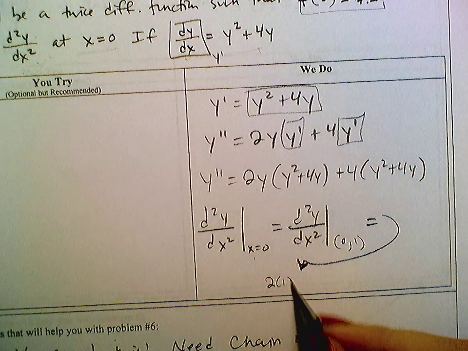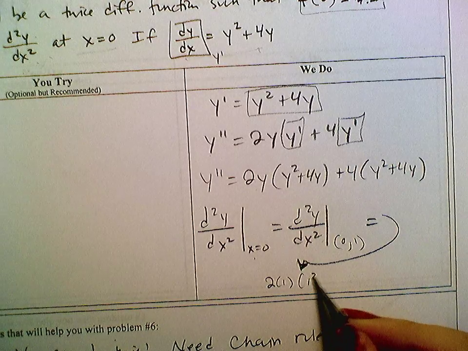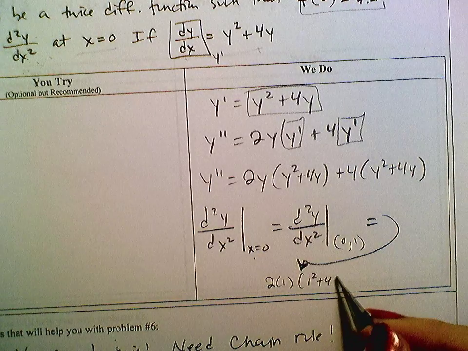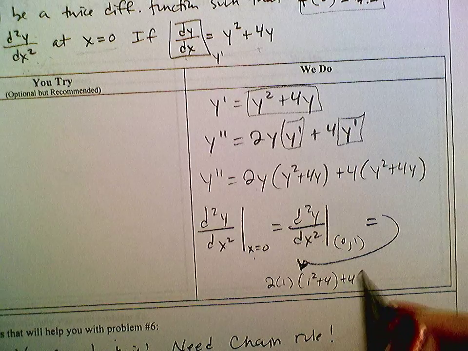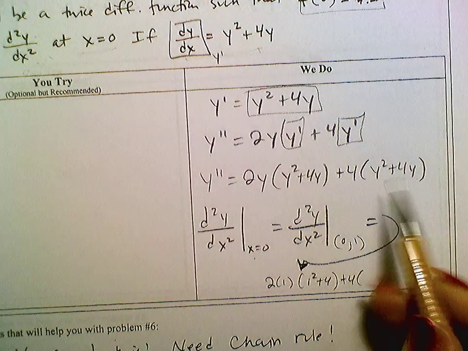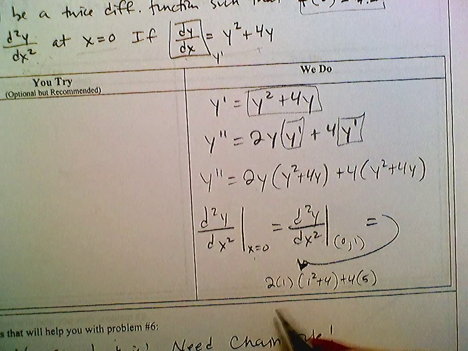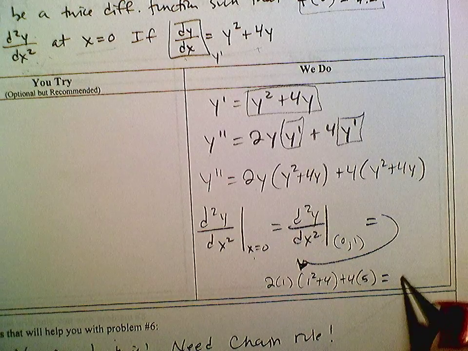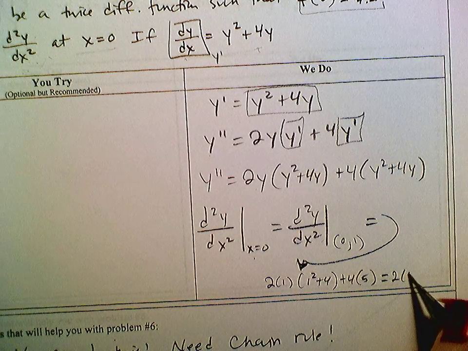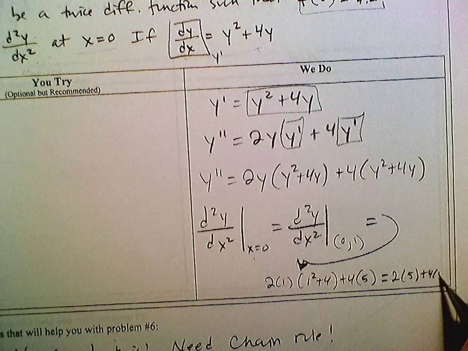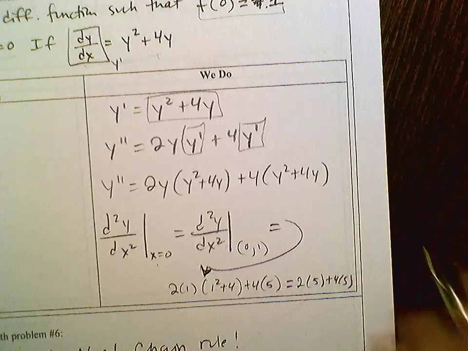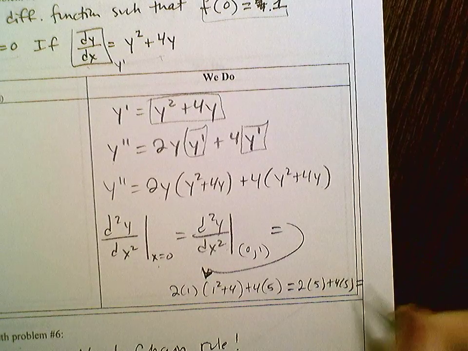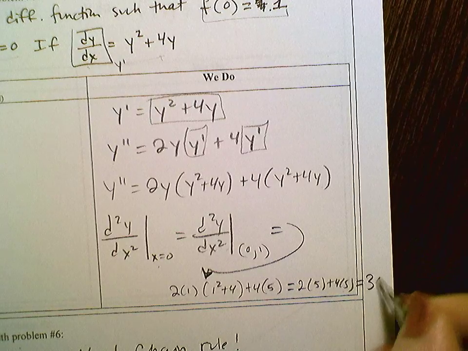Okay, and that's equal to, I'm just plugging 1 in for all the y's. So this is 2 times 1 squared plus 4 times 5. That ends up being, so this is 2 times 5 plus 4 times 5, which is equal to 20, 30.